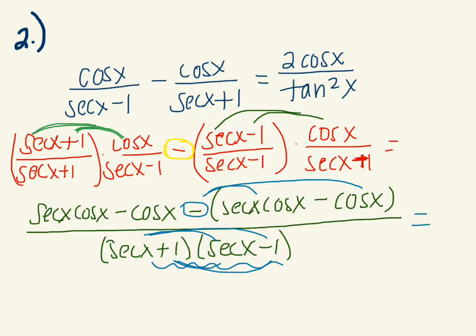Now if you notice, I'm not doing anything to the right side of this expression, because when you do a trig proof, you're only allowed to work on one side of the equation to verify that it equals the other side of the equation. So I'm going to go ahead and do that multiplication now.